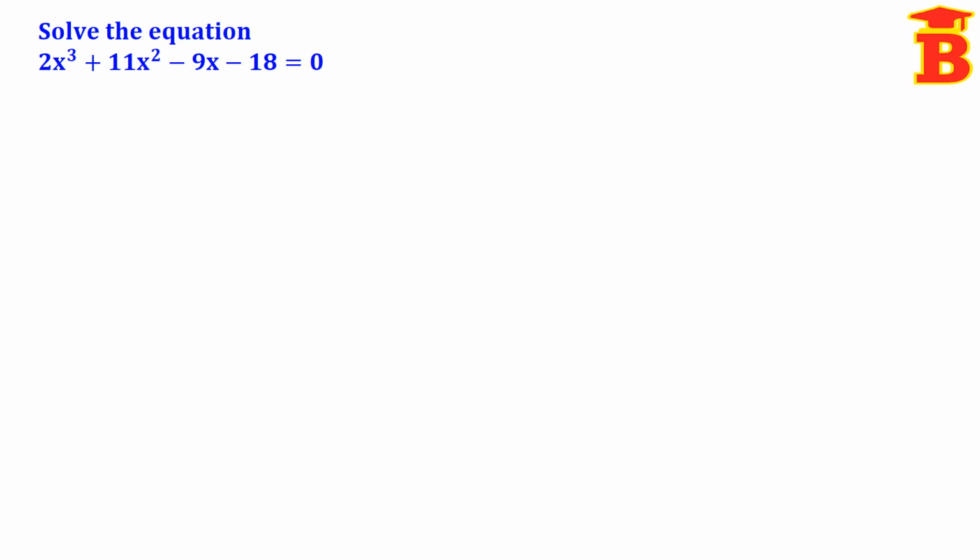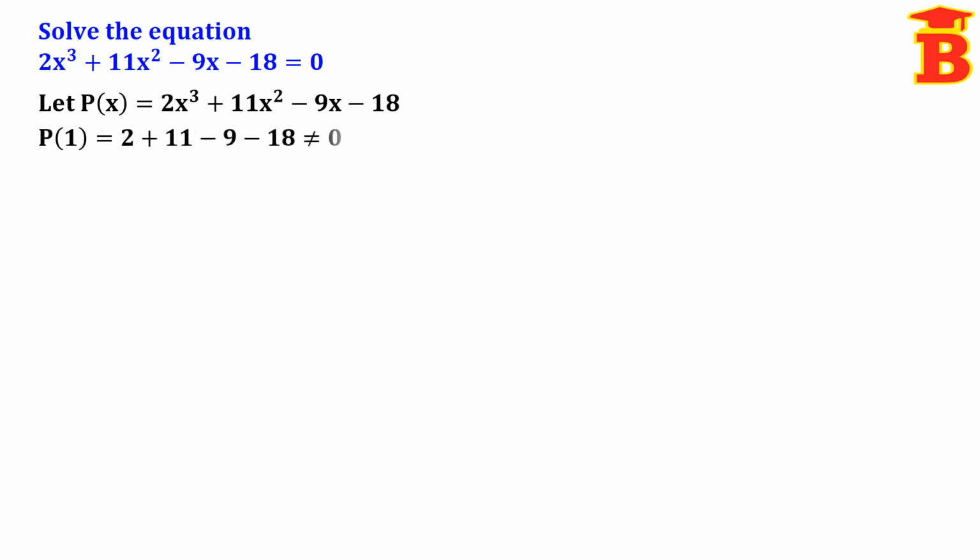Next let us solve the equation 2x cube plus 11x square minus 9x minus 18 equal to 0. Let p of x equal to 2x cube plus 11x square minus 9x minus 18. First let us try p of 1. That is, take all the coefficients: 2 plus 11 minus 9 minus 18.